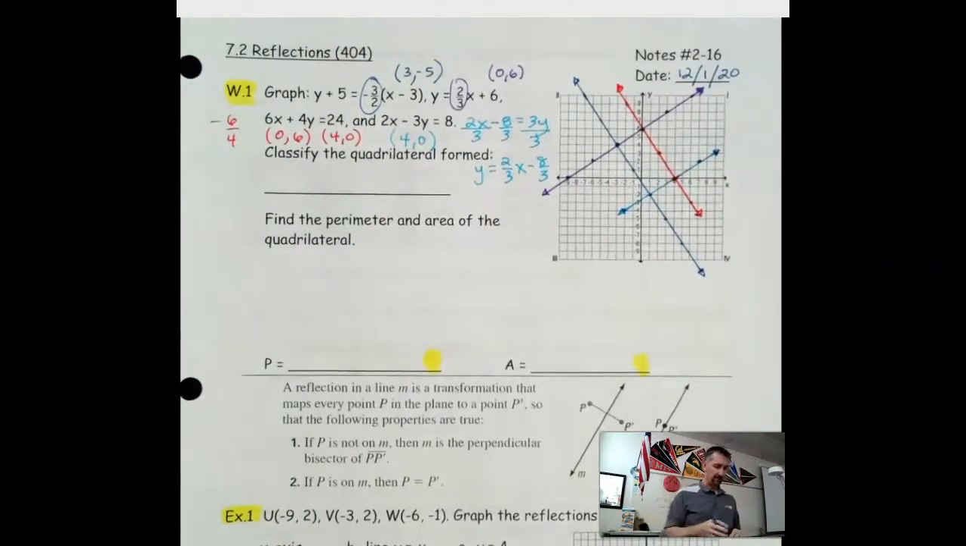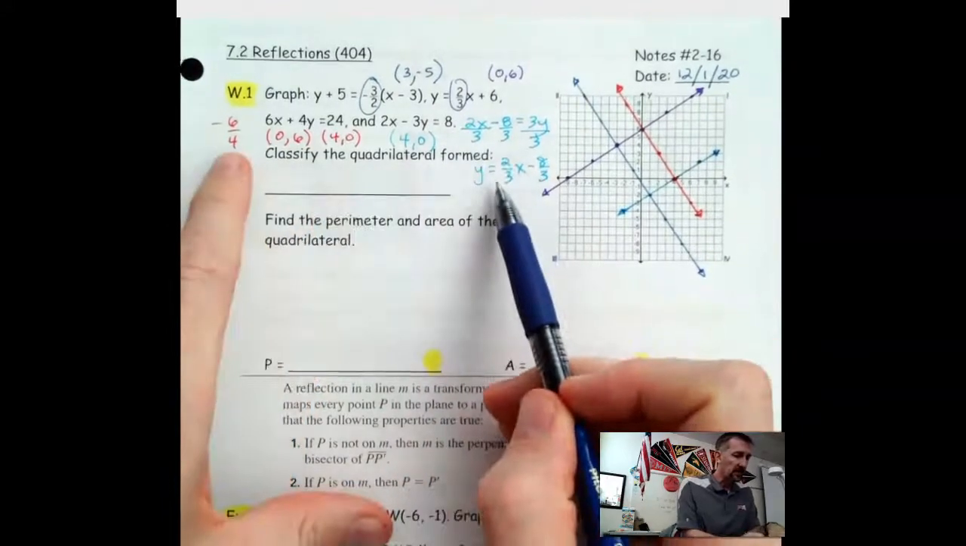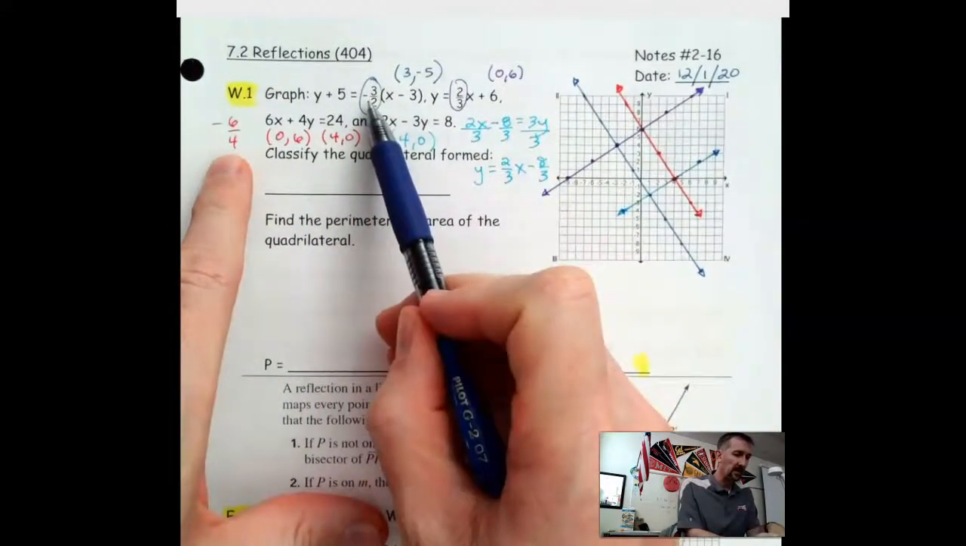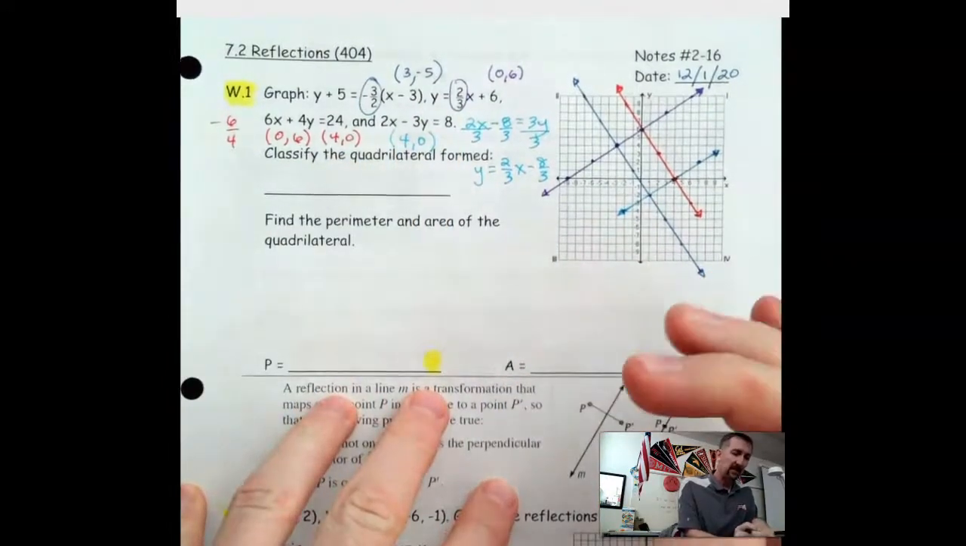All right. So classify the quadrilateral formed. So we want to look at that, and we can see maybe that this was -3/2, so those are parallel. We can see these are both 2/3, those are parallel. So it's at least a parallelogram.